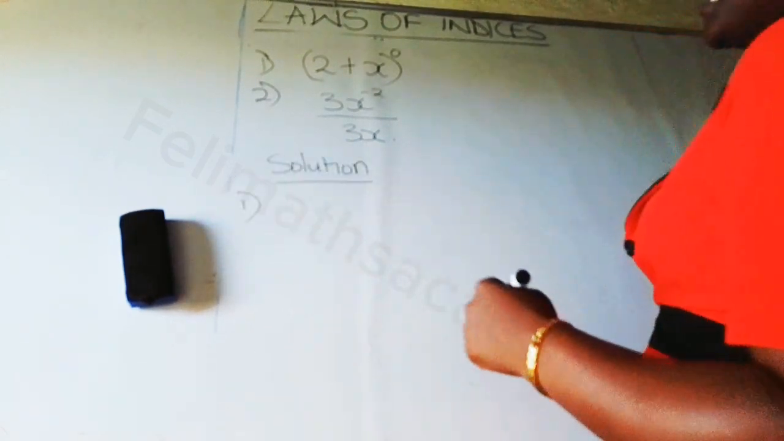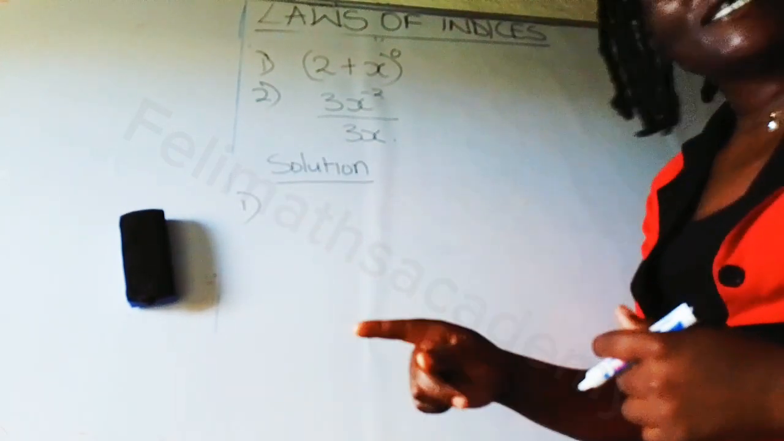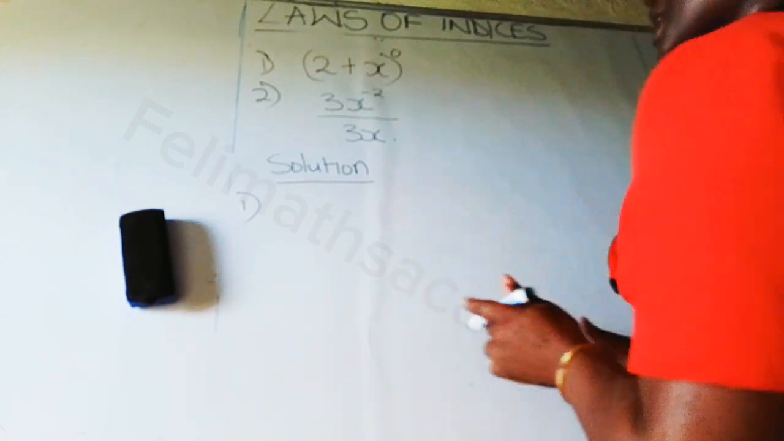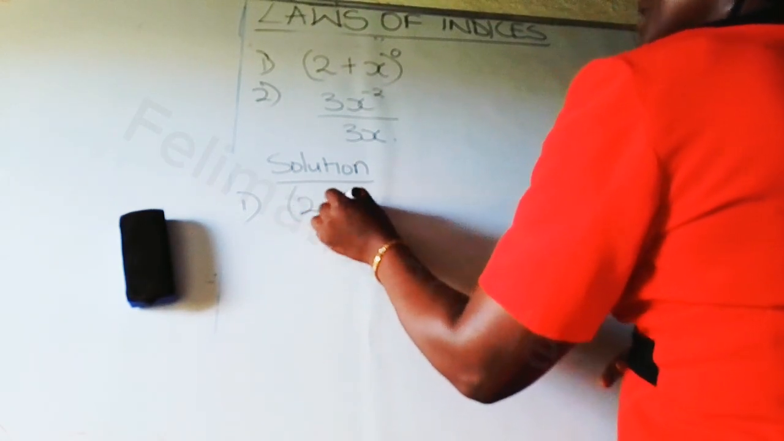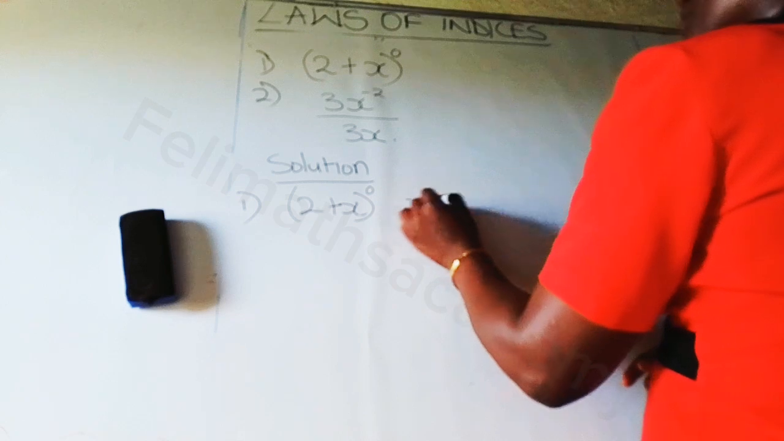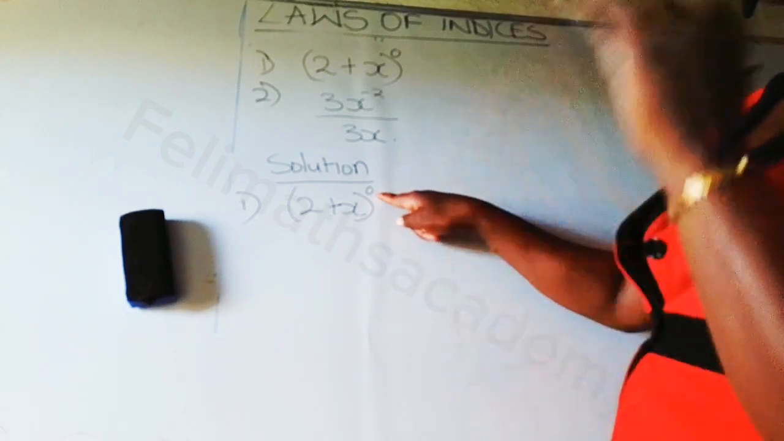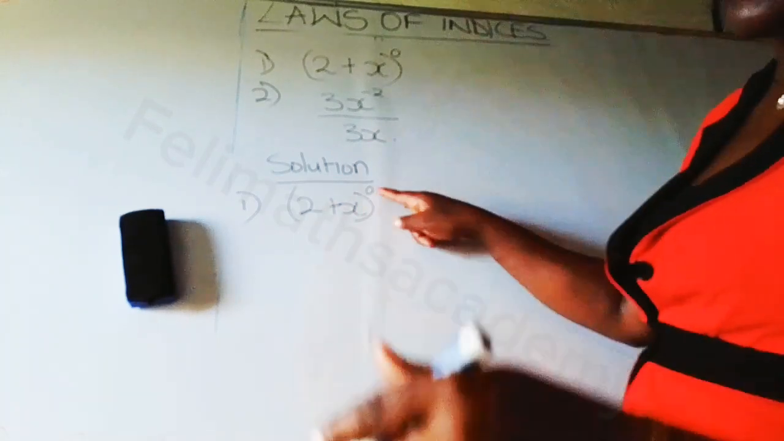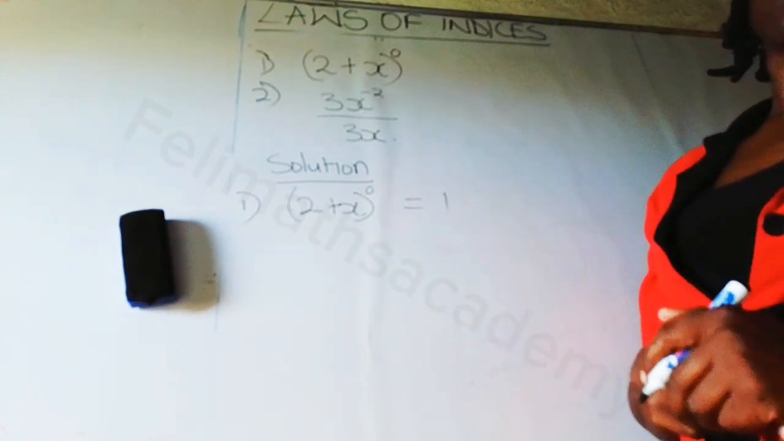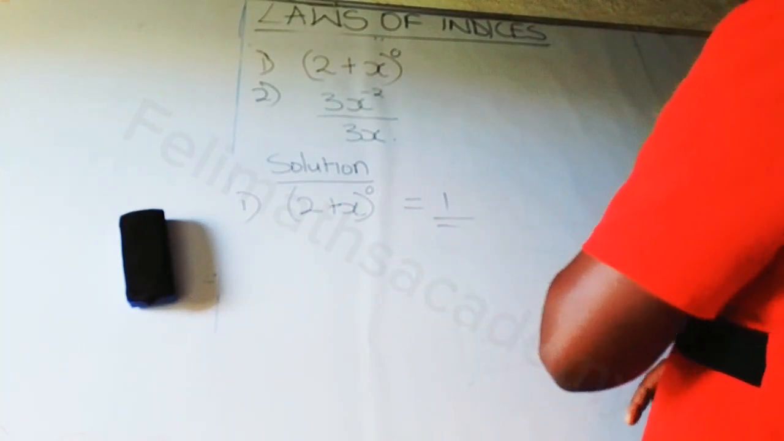The first question, we said anything raised to the power of 0: 2 plus x is raised to the power of 0. All this is raised to the power of 0. So anything raised to the power of 0 is 1. So our result there is 1.